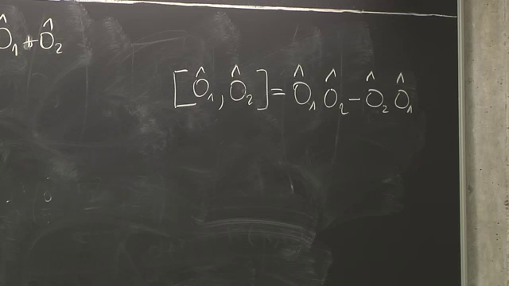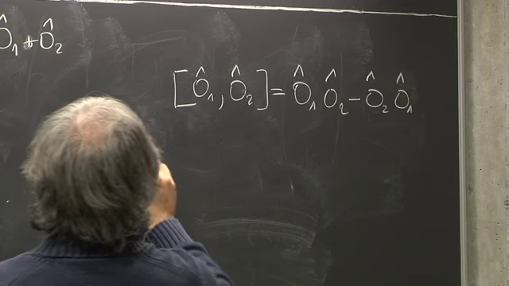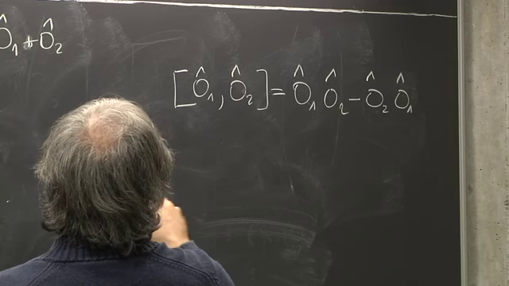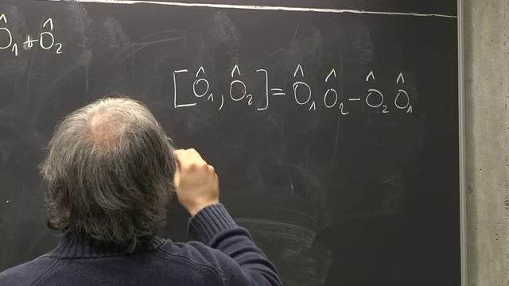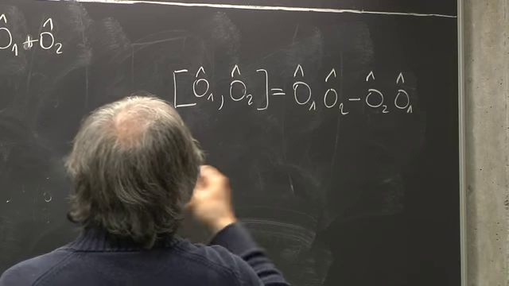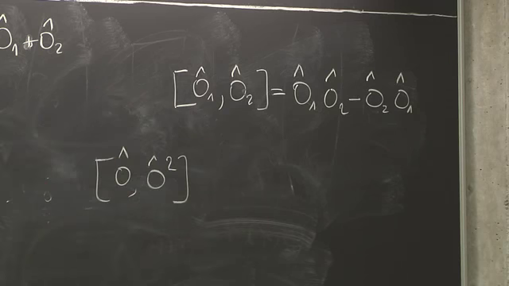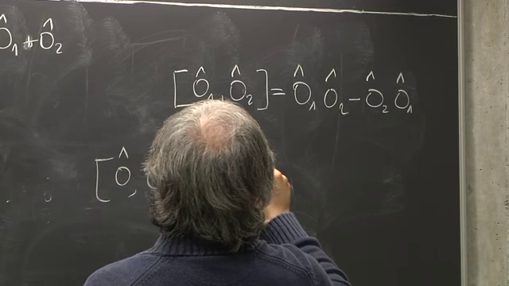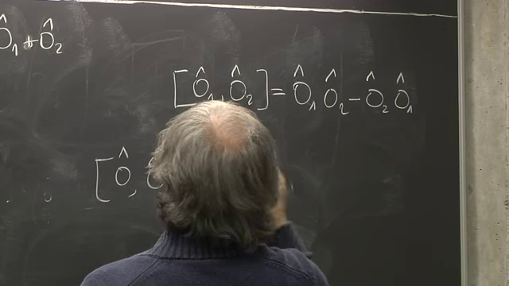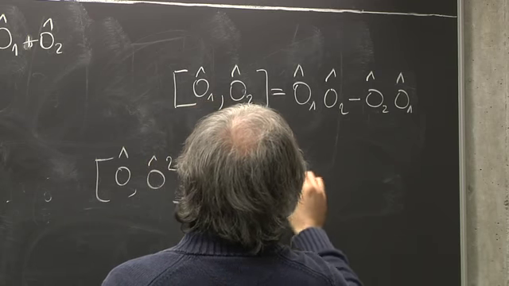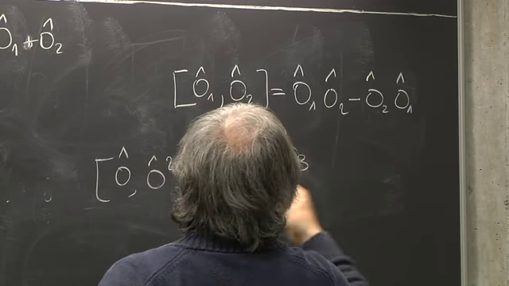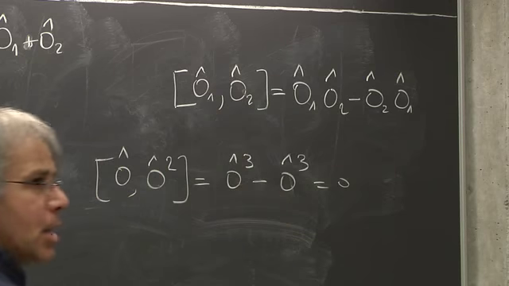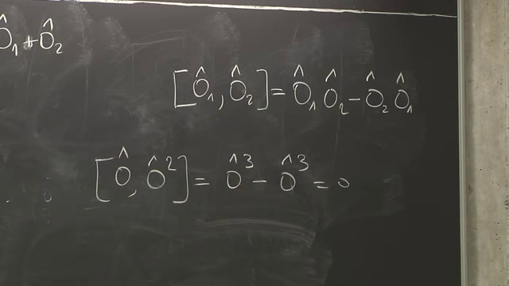Now, O obviously commutes with any power of itself. So if I take the commutator of O with the square, I should just obtain 0. Why? Very simple, because one is just O square O, which is O cube, minus O O square, which is O cube. So O cube minus O cube, 0. Okay? So O commutes with any power of itself.